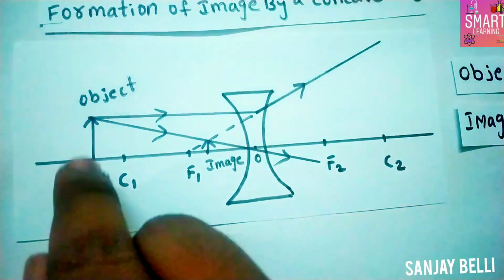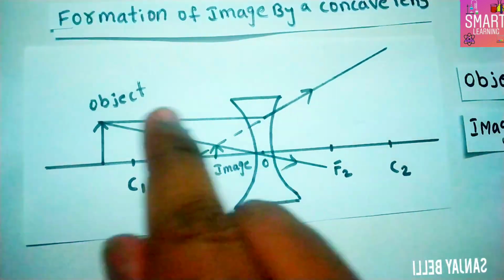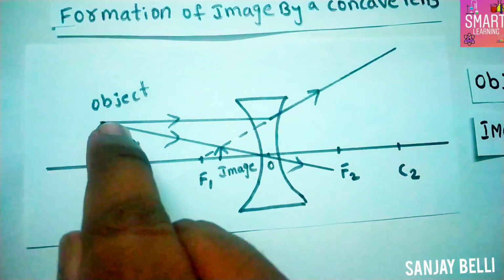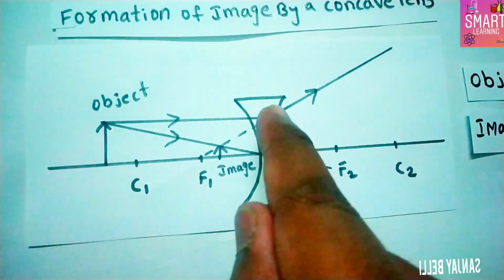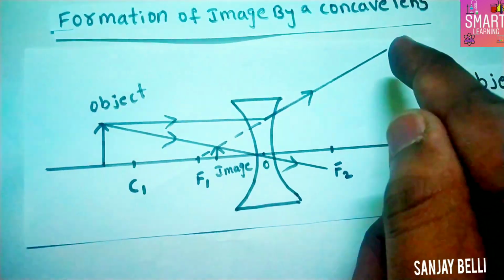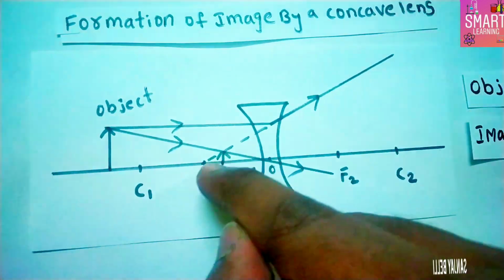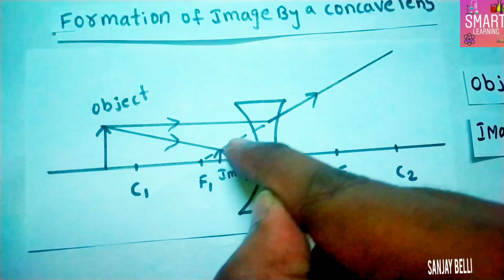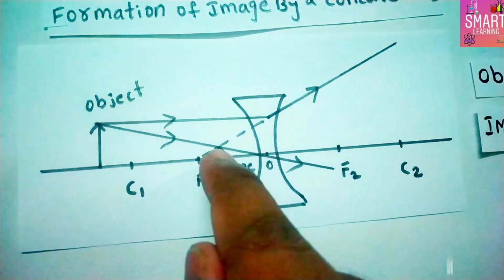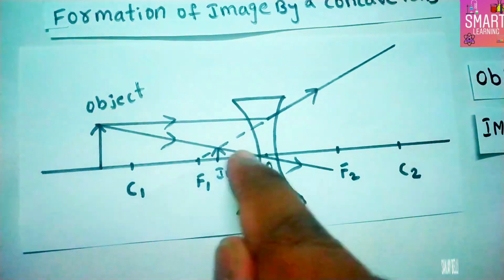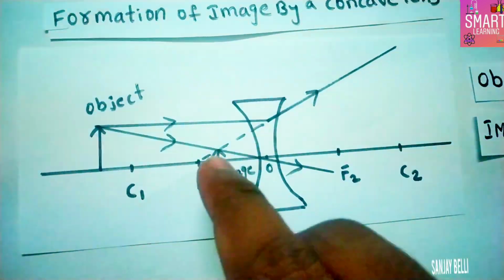Here you can see in this video I placed an object beyond C. I used rule 1 and rule 3. Rule 1 says that a light ray coming parallel to the principal axis passes through the focal point, as you know this rule very clearly from your previous video. This dotted line represents the refracted ray coming from the focal point, and the ray passing through the optic center. Here you can see an image is formed between O and F, that is inside the lens.